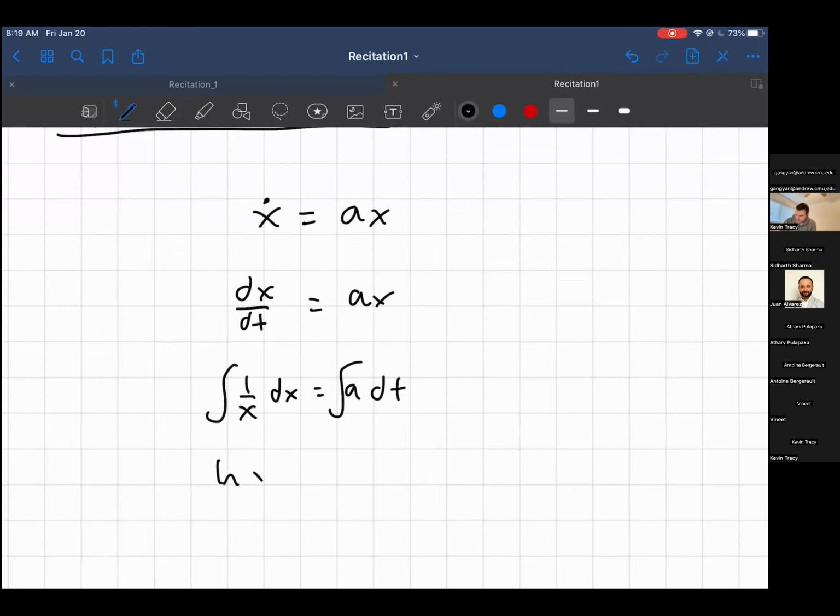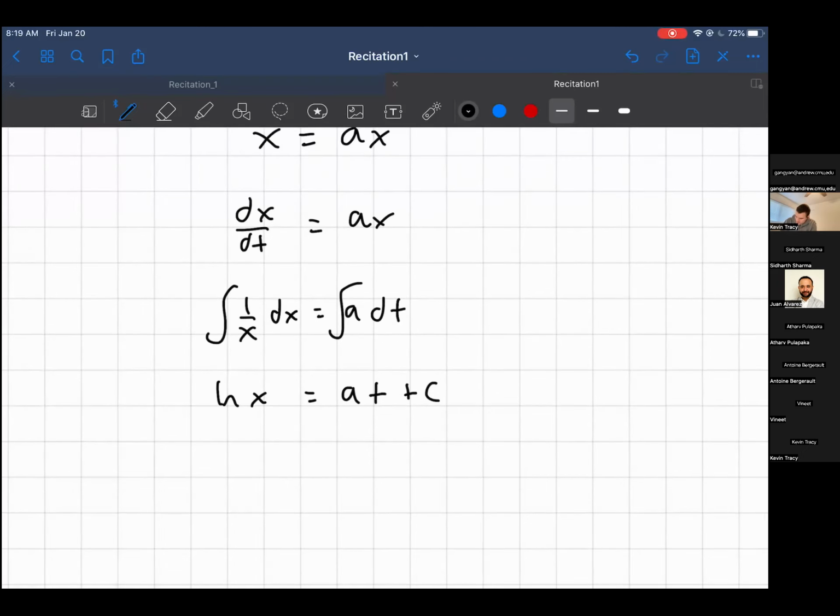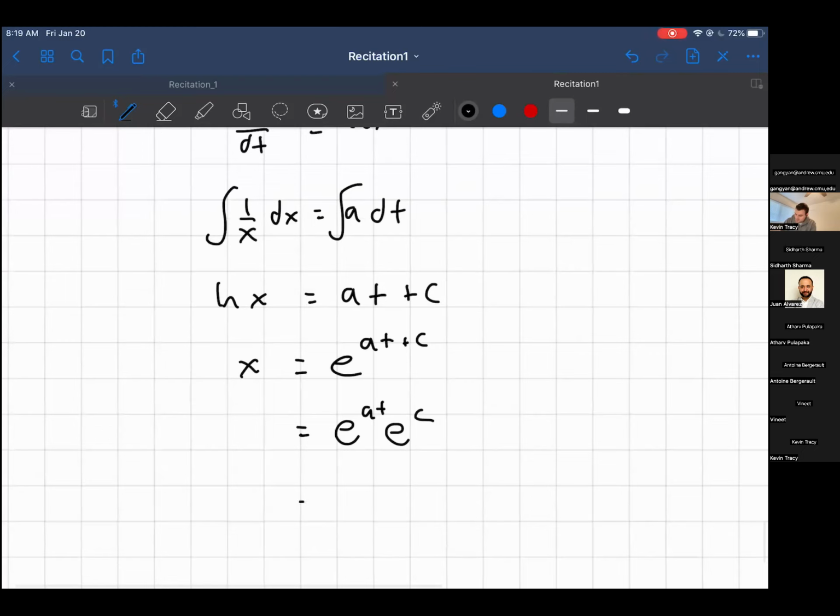Now I get ln x equals a times t plus some constant. Now I take the exponent of both sides. So what I get is e to the ln x equals e to the at plus c, which is the same as e^(at) times e^c. Since c is just a constant, it doesn't matter if it's e to the constant or just the constant itself. This is the same as me just doing e^(at) times c.